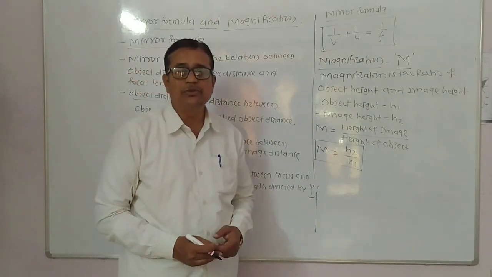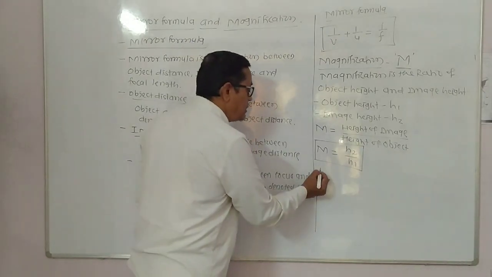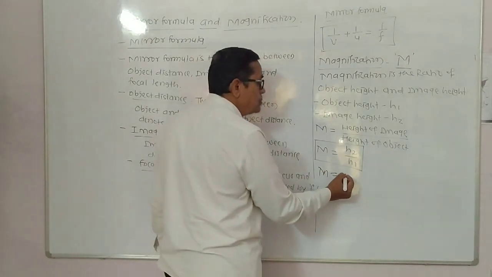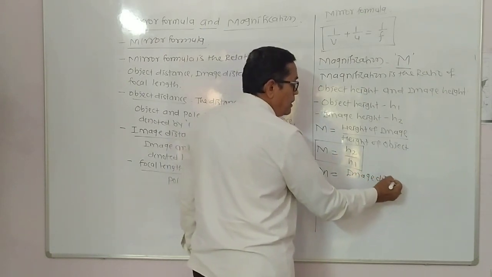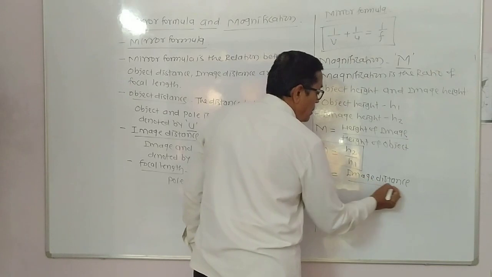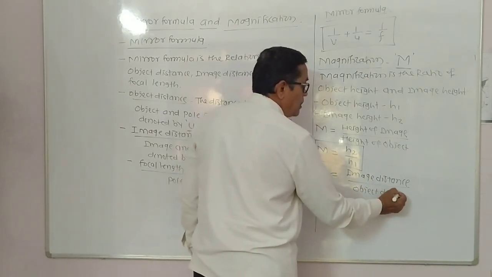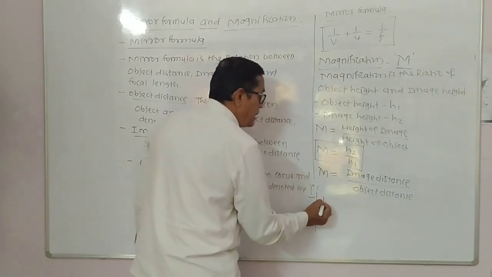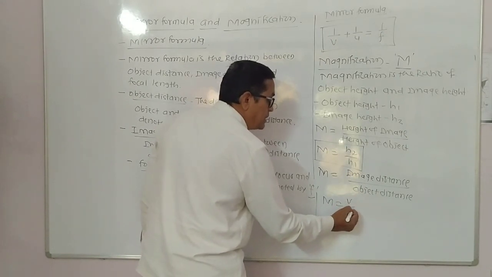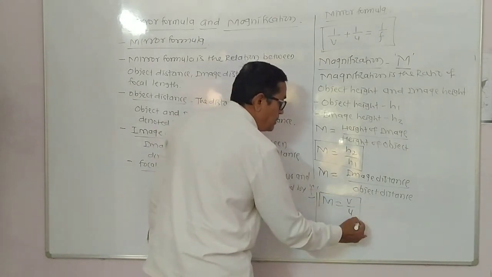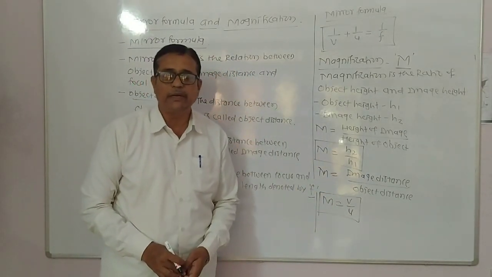Magnification is also calculated by using the image distance and object distance. Another formula: magnification m equals image distance upon object distance, that is, m equals small v upon small u. That is the second formula to calculate the magnification. That's all.